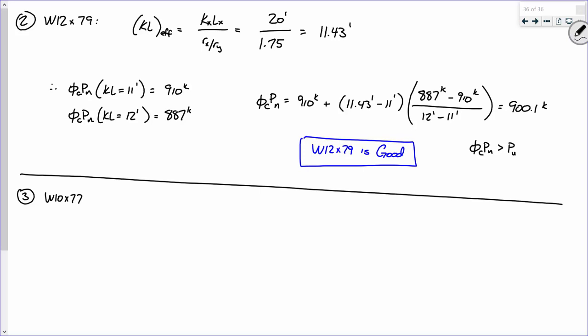So we have a KL effective, which is 20 feet divided by what? And what is that?